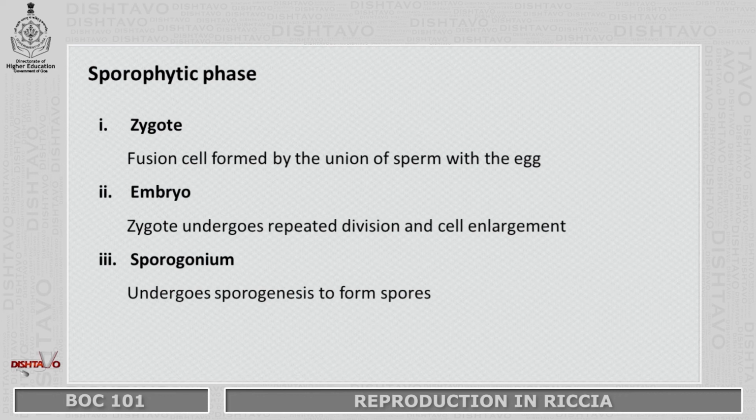So in the sporophytic phase, we have three sub-stages: the zygote, the embryo and the sporogonium. The zygote is the first phase, which is nothing but the fusion of the male gamete with the female gamete. Then the zygote gets transformed or developed into the embryo. So repeated division and cell enlargement will be seen over here. And the third is the sporogonium, which undergoes sporogenesis to form the spore.